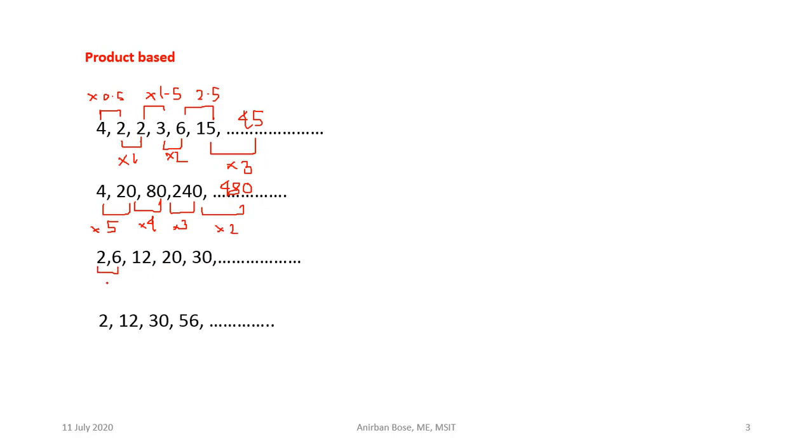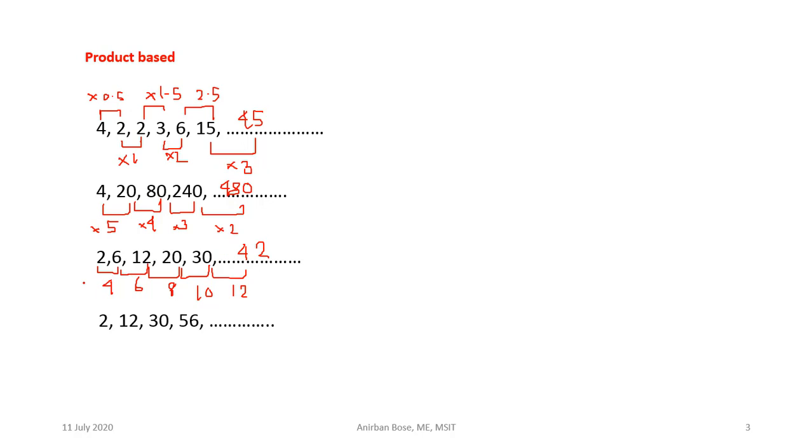So what is the difference here? That is 4. What is the difference here? You see 6. What is the difference here? It is 8. What is the difference here? That is 10. And you see the differences are in AP with common difference 2. So definitely the difference will be 12, and you can find out the answer will be 42.